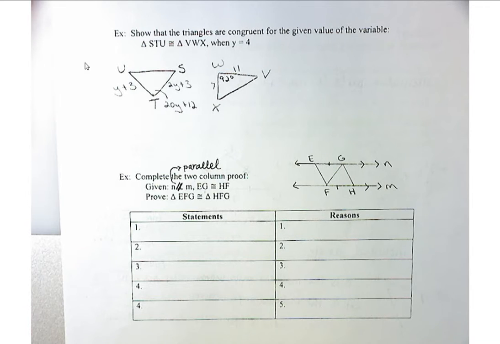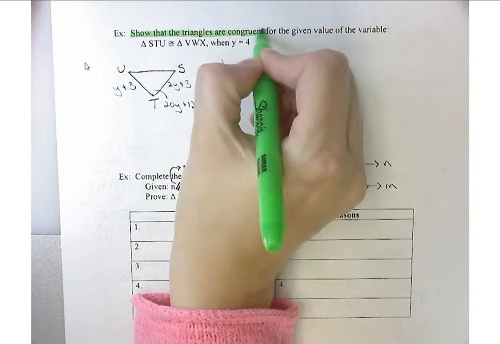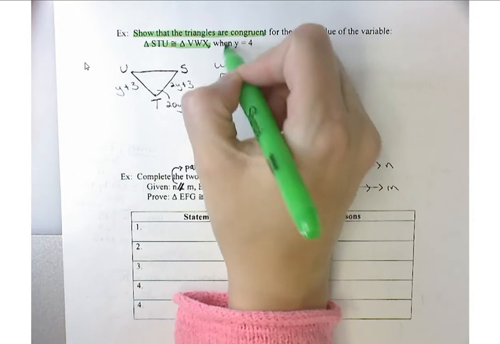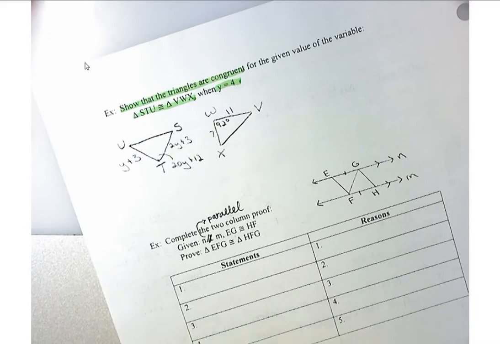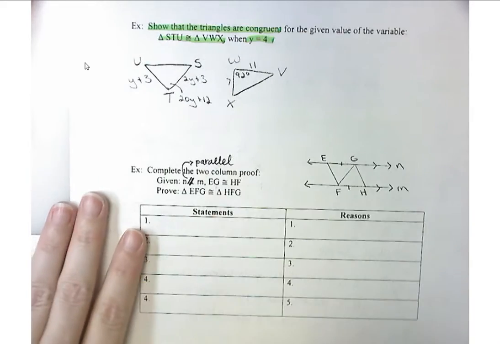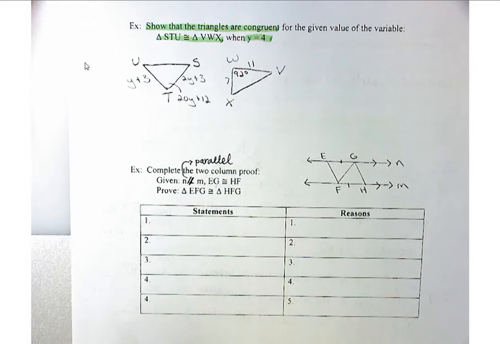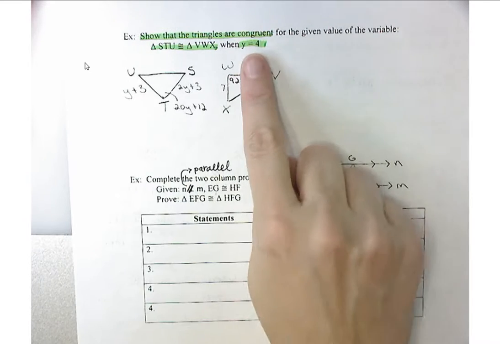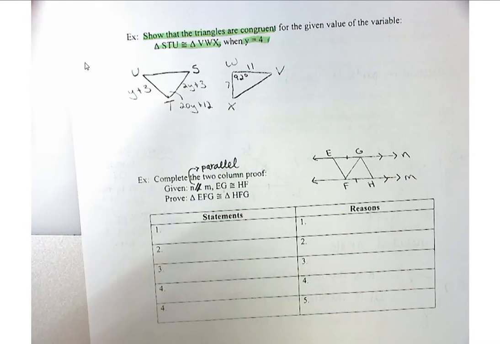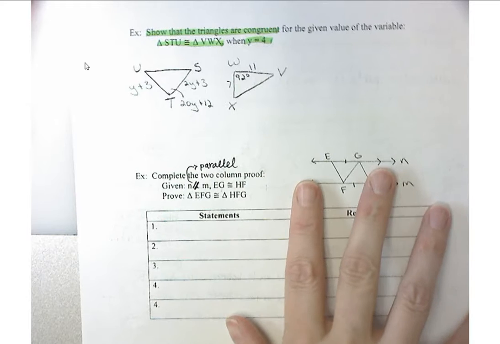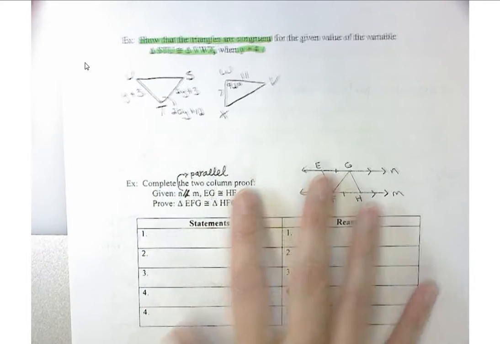Let's go to the next, where we will continue this. So in the directions, it says show that the triangles are congruent for the given value of the variable. So you have to show that these two triangles are congruent when y equals 4. And then you're given these pictures. So I'm going to give you about a minute to find what your lengths are when you know that y equals 4. And then after a minute, I'll just call on you guys to help me.